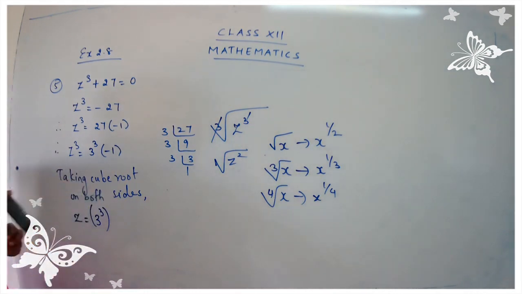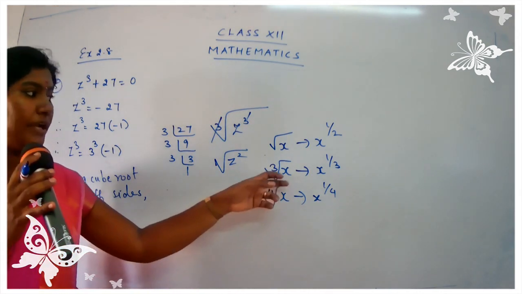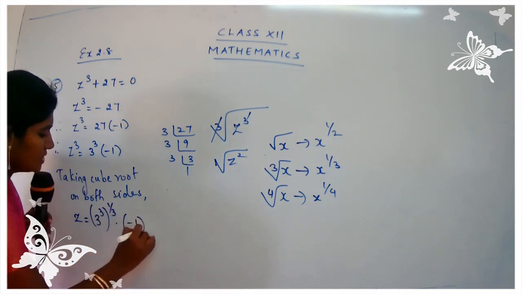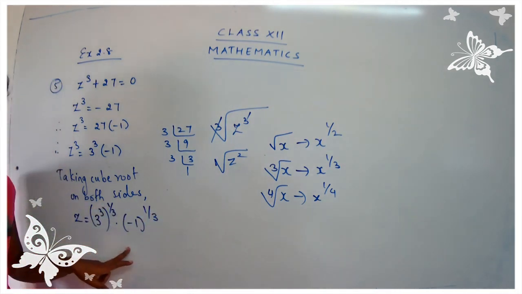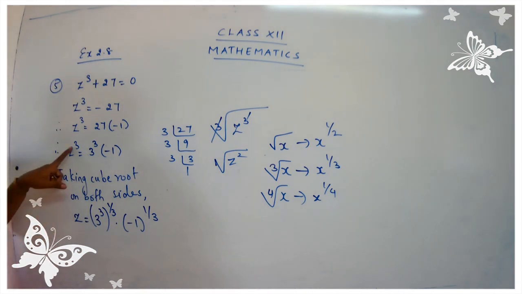So now what we are going to do here is, instead of writing in terms of cube root, we are just going to write in terms of power. That is, I am going to write here, 3 cube raised to 1 by 3, minus 1 raised to 1 by 3. The meaning is the same. This is cube root of 3 cube, cube root of minus 1. Just stay on the step, children. So z is equal to 3 cube, the whole raised to 1 by 3, into minus 1, the whole raised to 1 by 3. That is, I have taken cube root on both the sides. Here it was z cube. Now when I take the cube root, z cube changes to z.